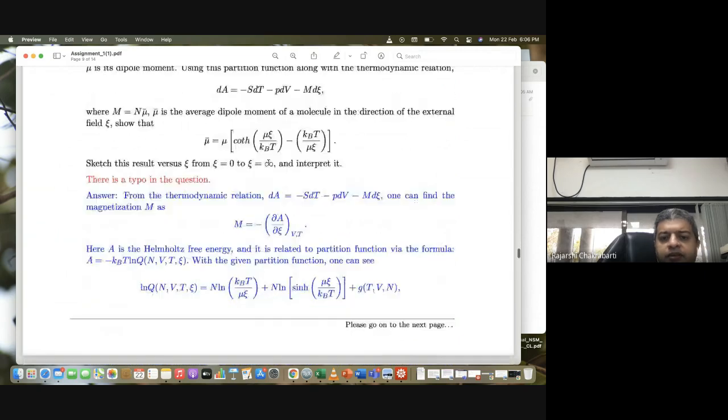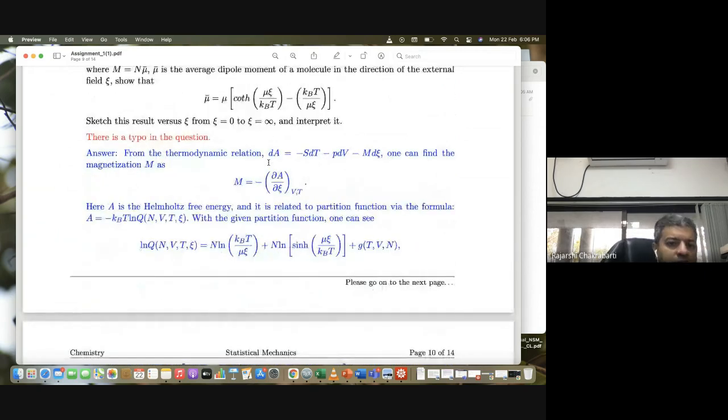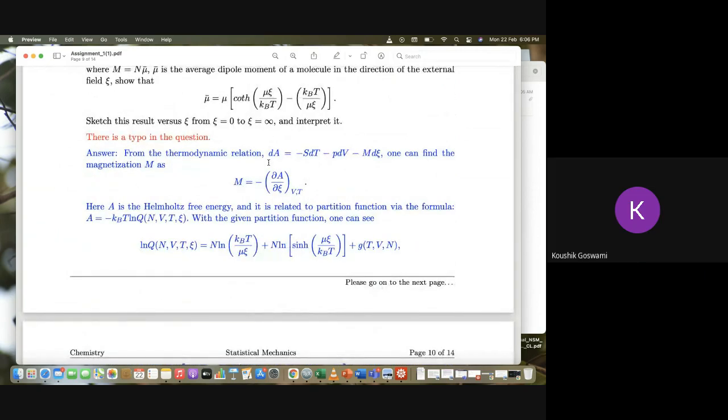Now Kaushik can explain. Yes, Kaushik, please explain. Yeah, so this is the free energy. We need to calculate the magnetization, and the conjugate of magnetization is actually this electric field. We can get this magnetization if we understand this conjugate thing, no?